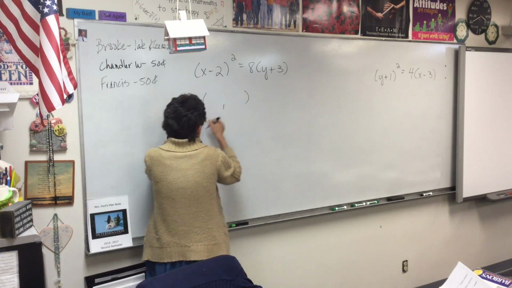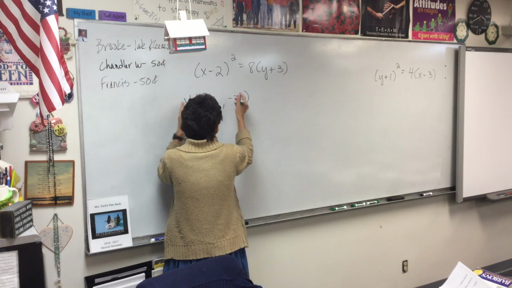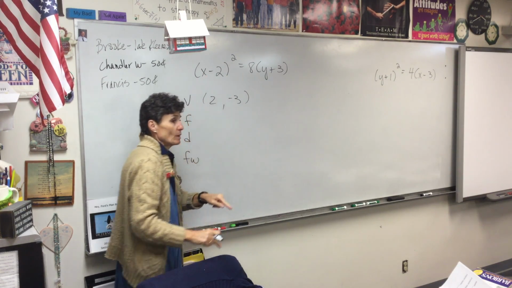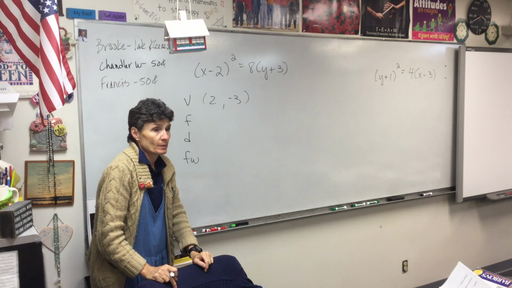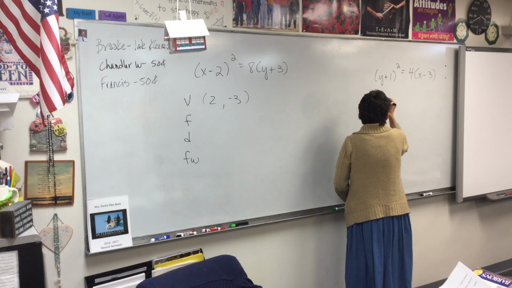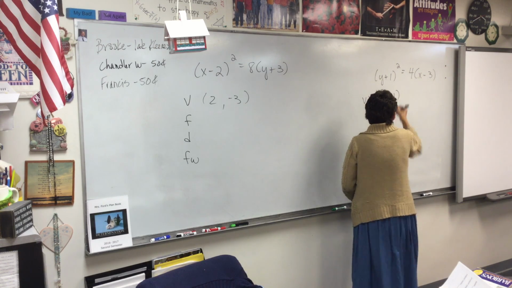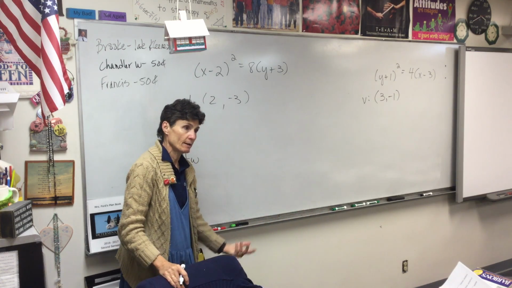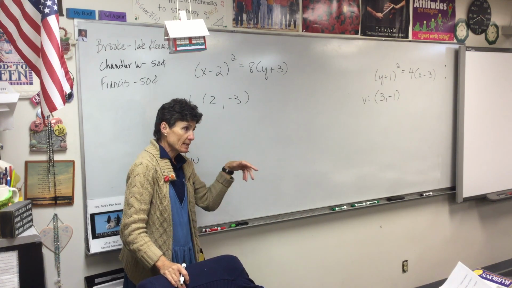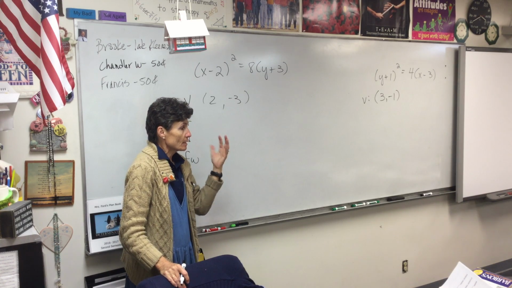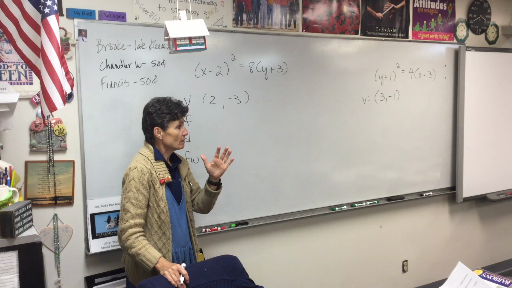Where's my vertex? 2, -3. Just like with the circle, it's the opposite of what's in the parentheses. Over here, what's my vertex? Be careful. 3, -1. Very good. Does everybody see why it's 3, -1? That's tricky, but not meant to be tricky. It just happens to be tricky. X, comma, Y.